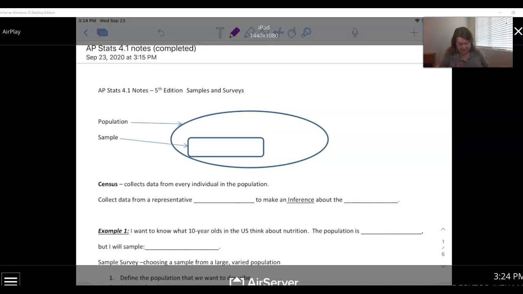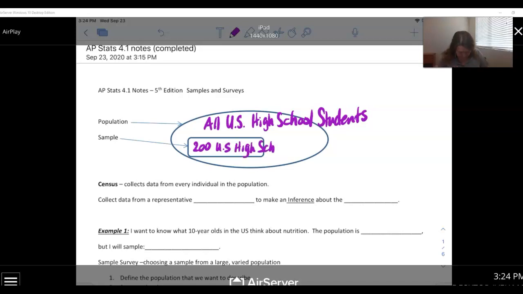So let's say the population is all US high school students. If that's our population, I want to know about all US high school students, then there's no way I can go and ask every single high school student. So maybe I will just take a sample of 200 US high school students instead. Now, we didn't talk about how. We just said, you know what, it's way too big of a group. Let's just take a smaller sample and use that instead.